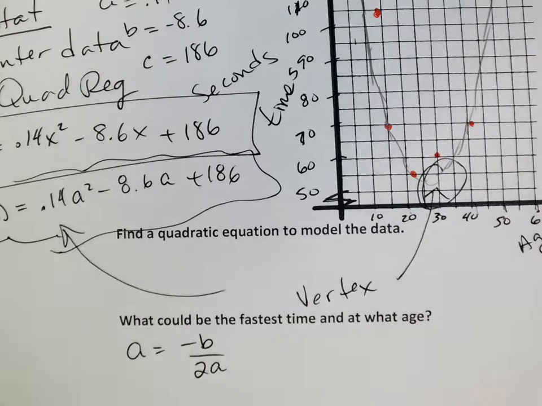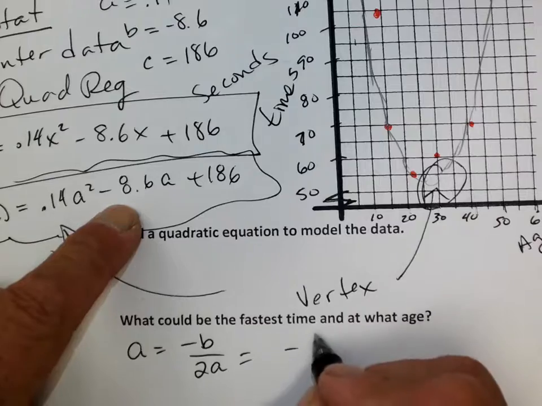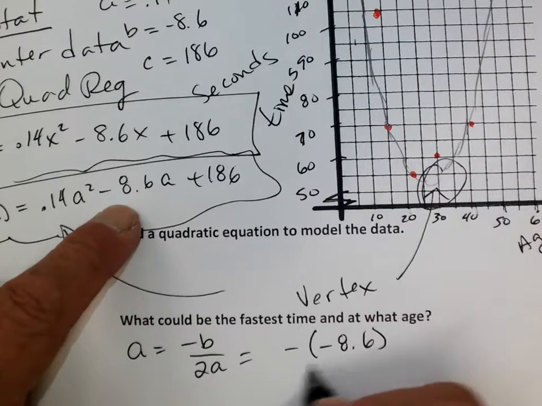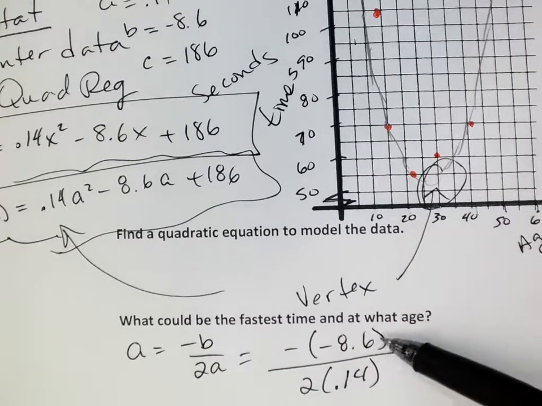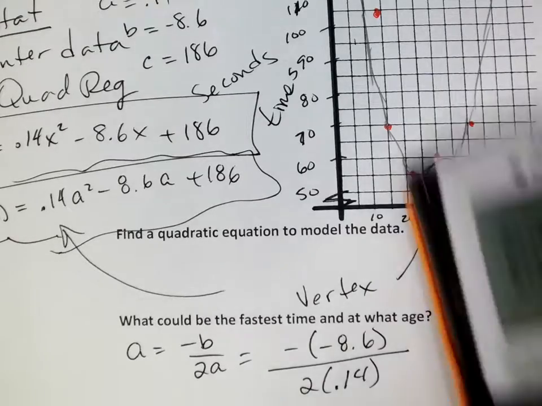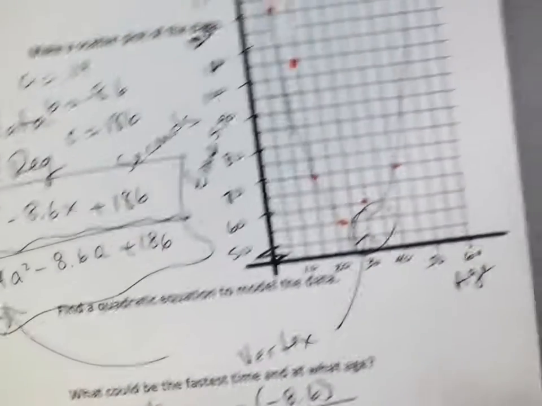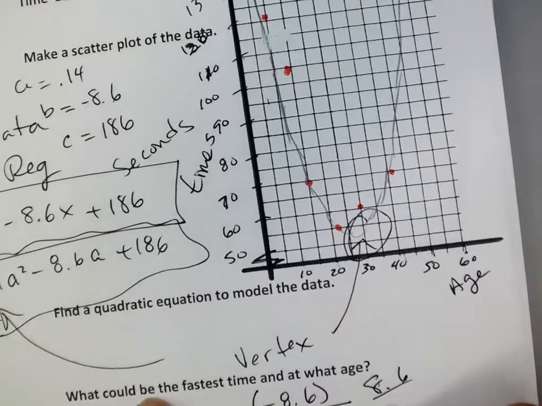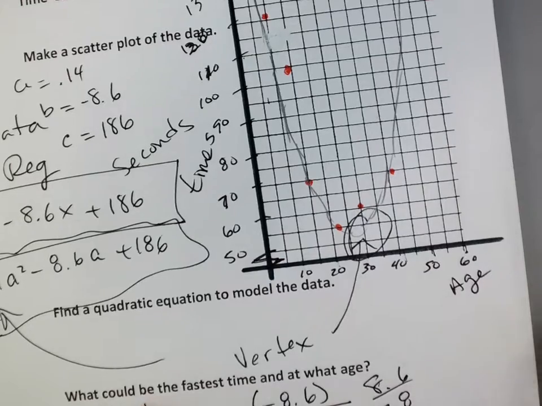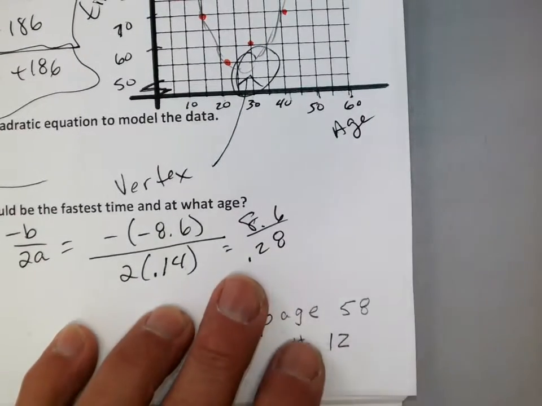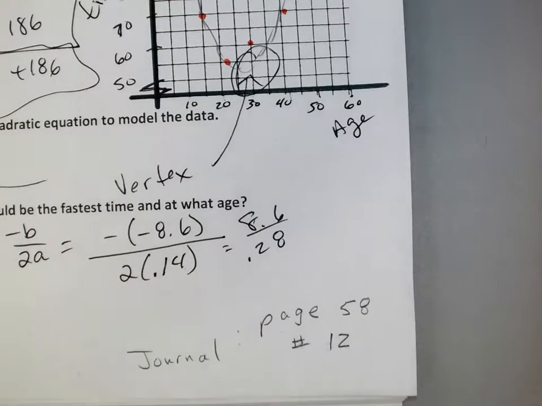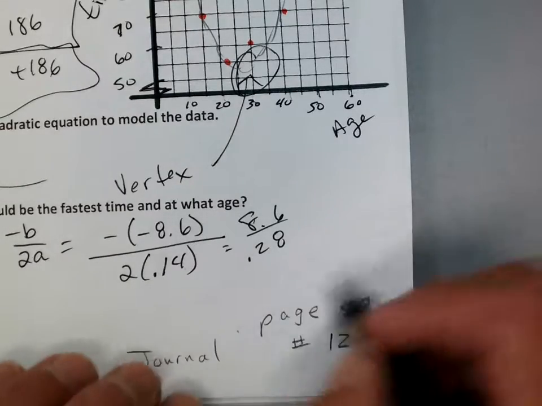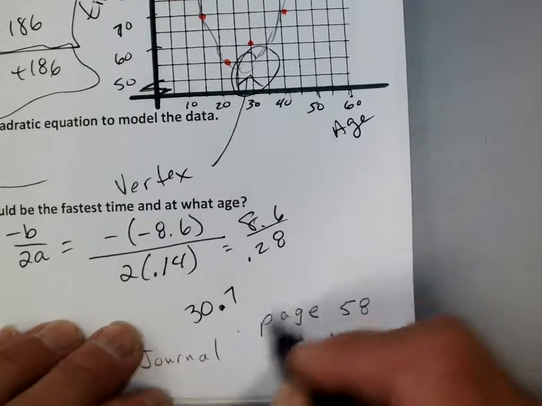Okay, so I'm going to do my negative b over 2a. So I'm going to go negative 8.6 divided by 2 times 0.14. There's my a, negative b, there's my b, negative b over 2a. Okay, so I'm just going to use my calculator. That's 8.6 divided by 0.28, right? So what is 8.6 divided by 0.28, and I get an age of about 30.7, okay? So we can round that up to about 31 years old.